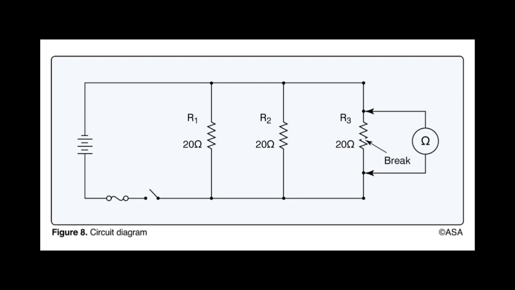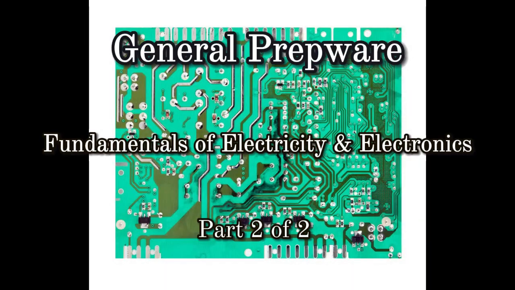Refer to Figure 8. With an ohm meter connected into the circuit as shown, what will the ohm meter read? 10 ohms. The electrolyte of a nickel-cadmium battery is the lowest when the battery is in a discharged condition.